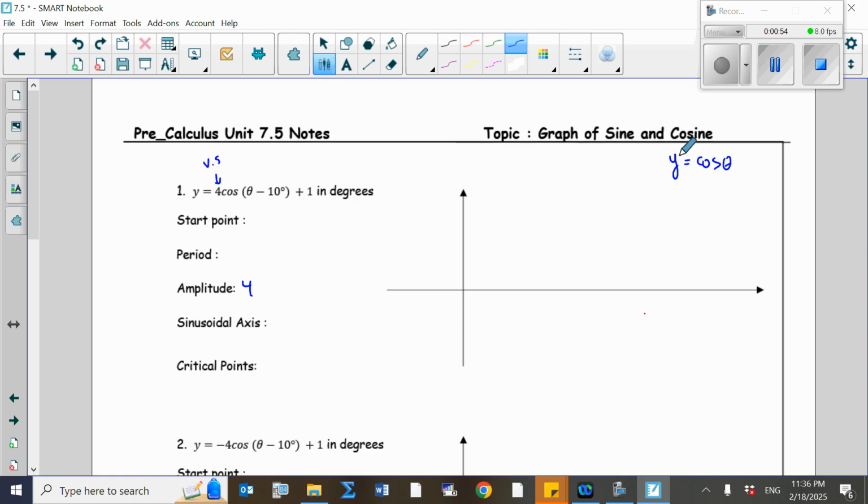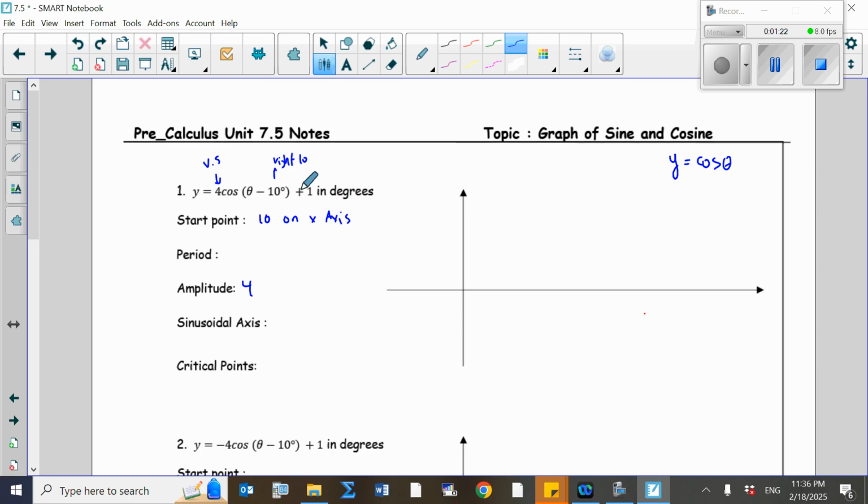Then you see that theta is subtracted by 10. So that's going to move the function right 10. That's the phase shift. So that means the starting point, instead of being at 0, is going to be at 10. So the start point is 10 on the x-axis.